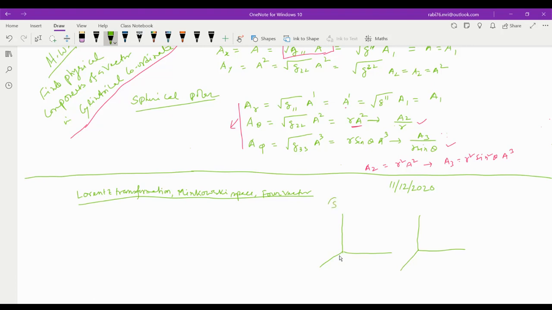One frame is the S frame and another frame is the S dash frame. This S dash frame is moving with velocity v. For the sake of simplicity, we are taking it along the x axis. These three axes are x, y, z, and the moving frame axes are x dash, y dash, z dash. Then any point P having coordinates x, y, z in the S frame has coordinates x dash, y dash, z dash in the S dash frame, and they are related.